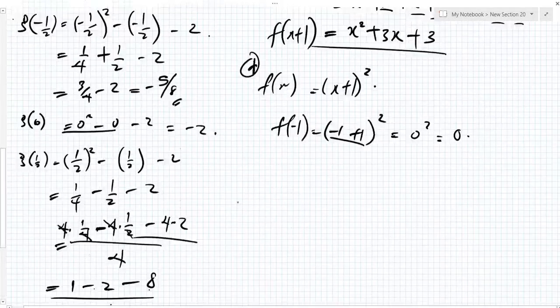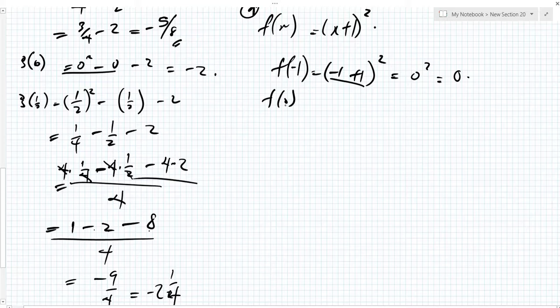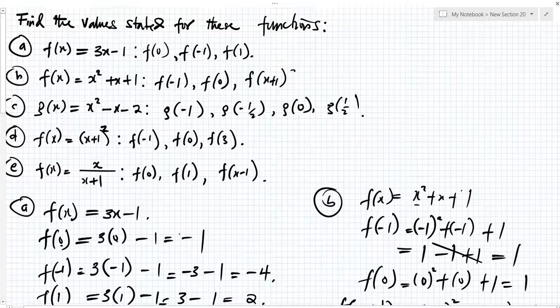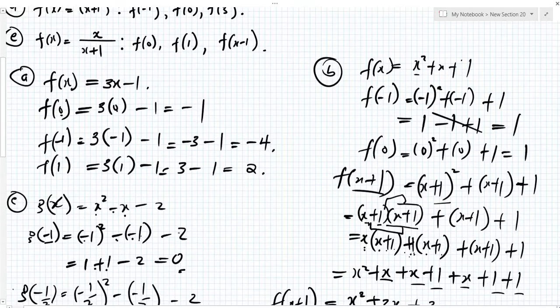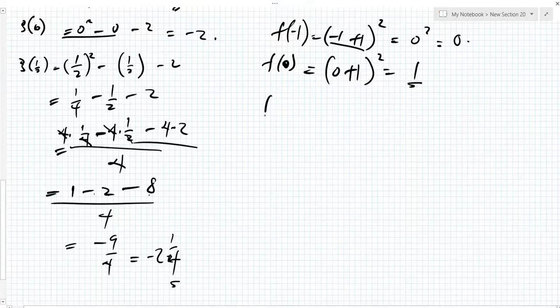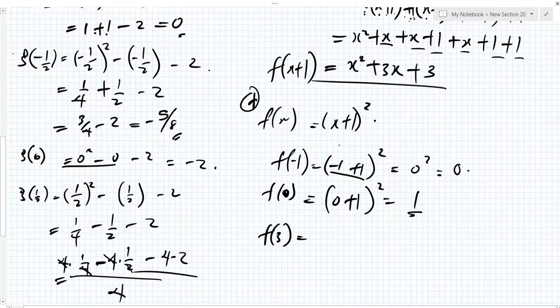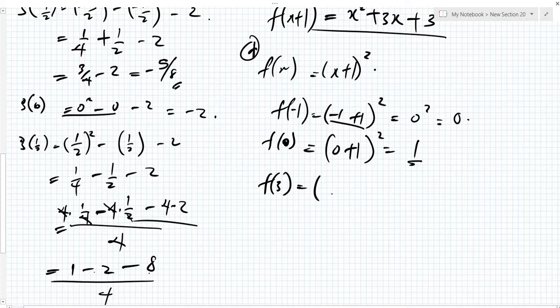Now we have f of 0, so wherever we see x equals 0, 0 plus 1 squared, so this will give us 1. Then the next one is f of 3. F of 3 is equal to, wherever I see x, I put 3. 3 plus 1 all squared, so this is 4 squared, which is 16.